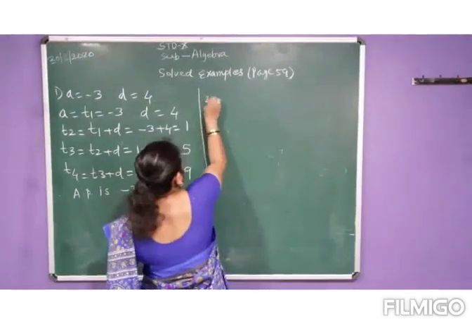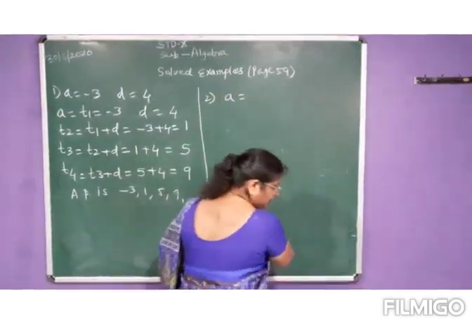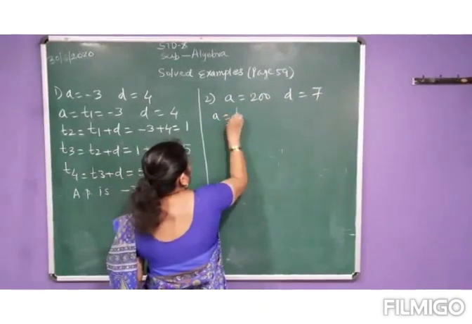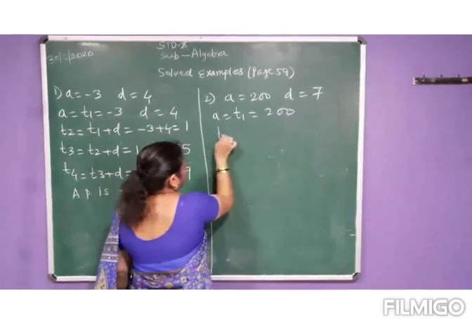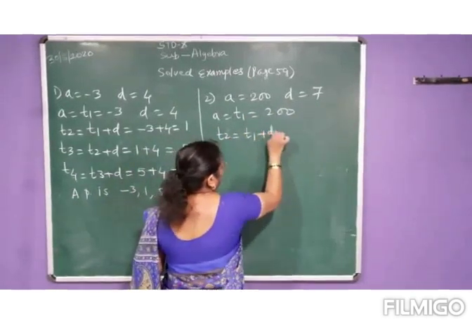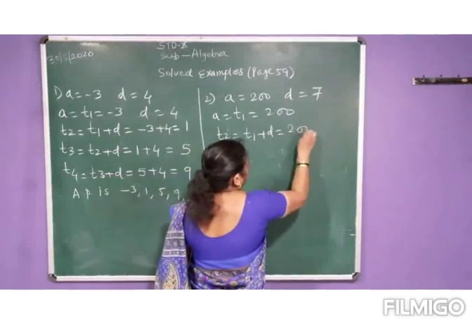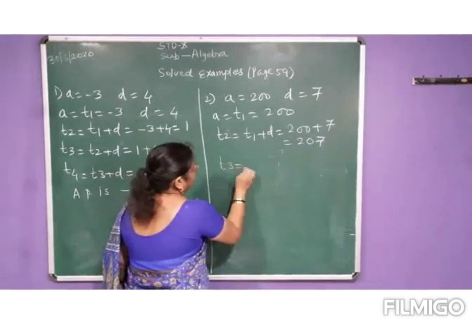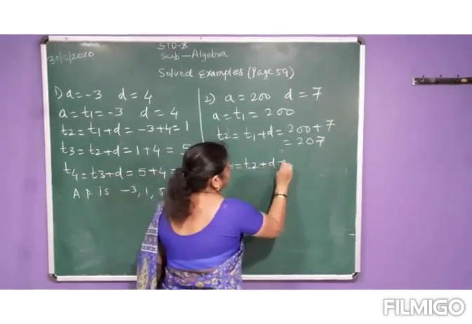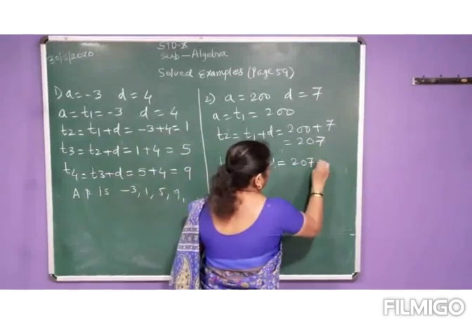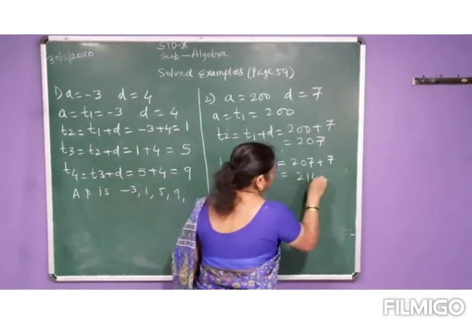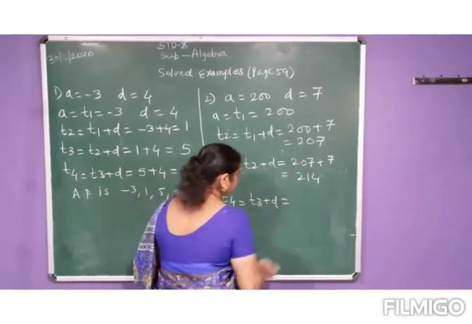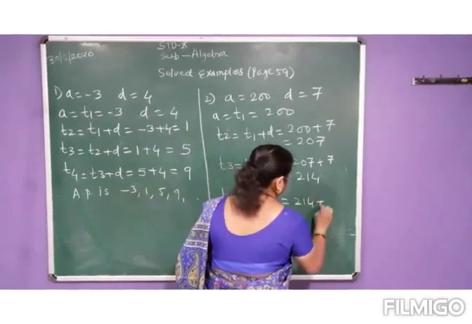Now we will see the second one, where A is equal to 200 and D is equal to 7. Now A, T1 is equal to 200. T2 is equal to T1 plus D. Now T1 is 200 plus 7. So 207. Now T3. T3 is T2 plus D. That is 207 plus 7. That is 214. Then T4 is T3 plus D. That is 214 plus 7.